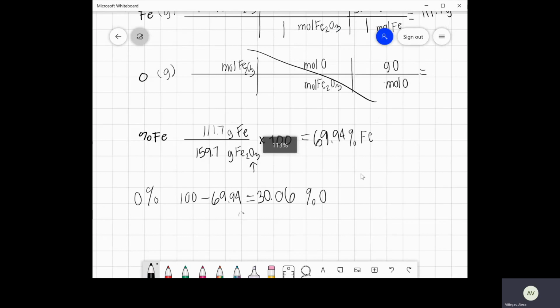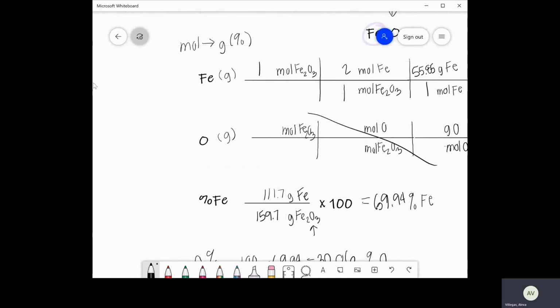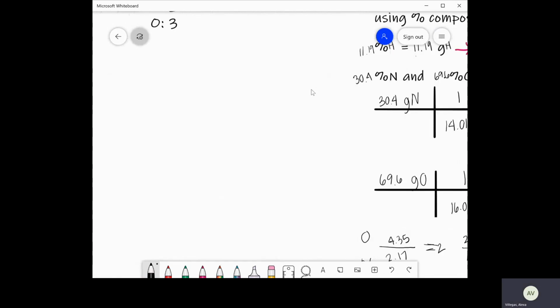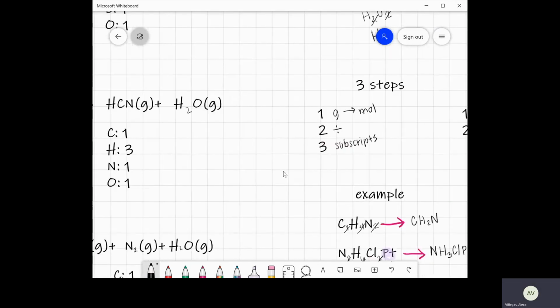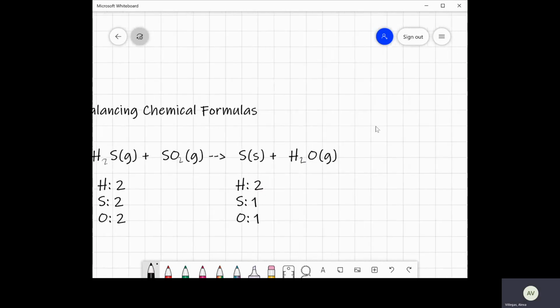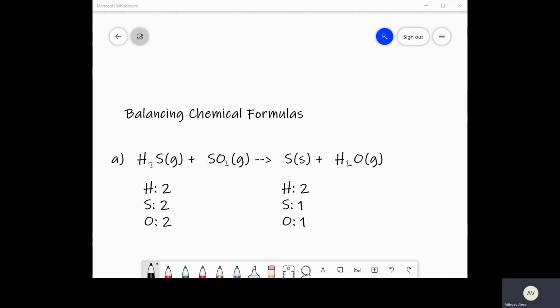Okay, next we'll go to part 2, which is going to be balancing equations. So, balancing chemical formulas. First, you have to take note of and identify what you need. A general rule is to just list out all the elements on each side of the equation and then count how many there are, so you can compare and see what it is that you need to get to.